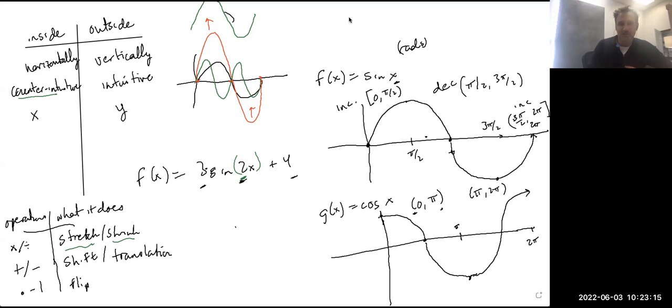And let me make a quick plug here for Desmos because I think it's a really powerful tool for you.